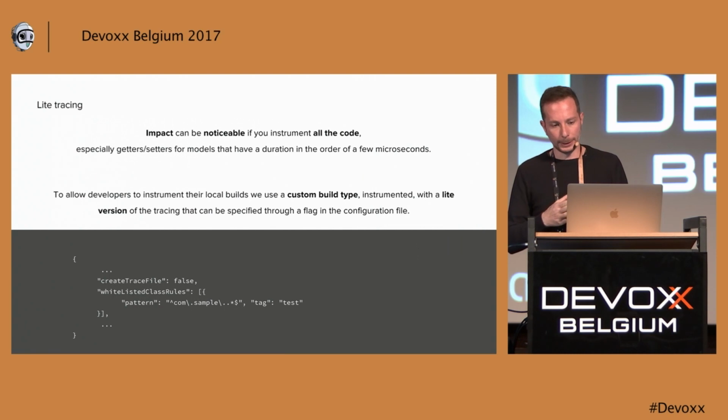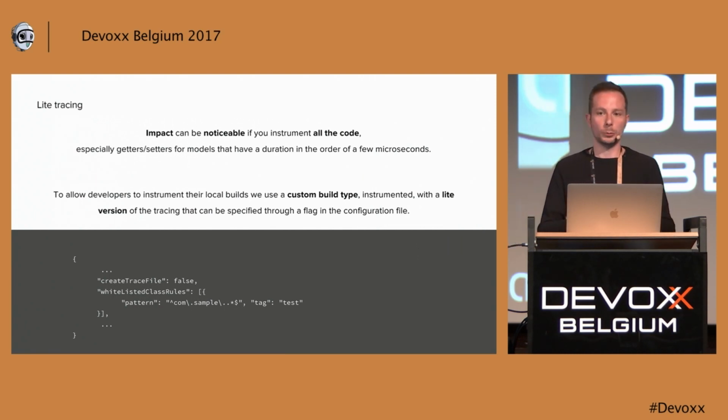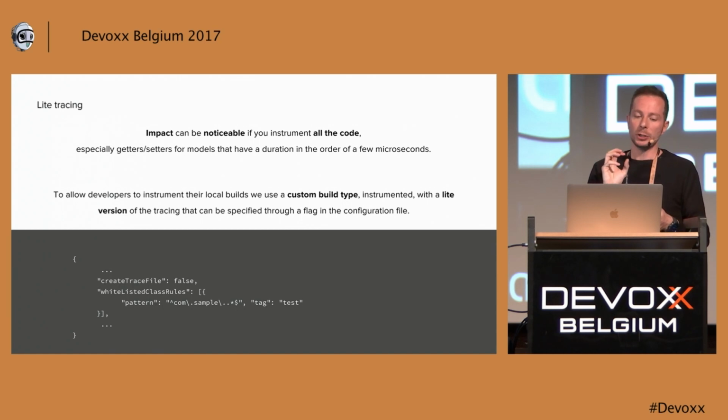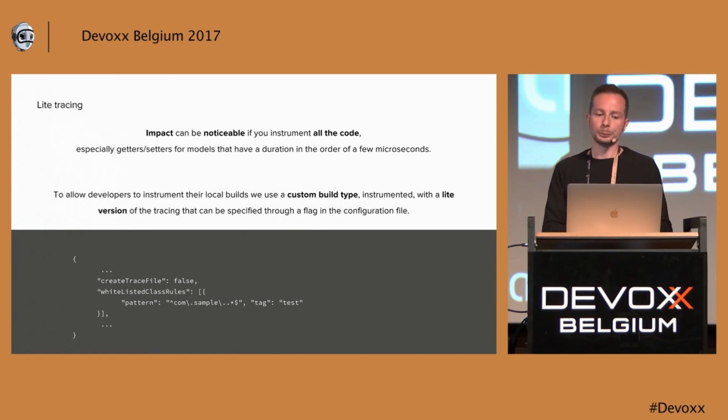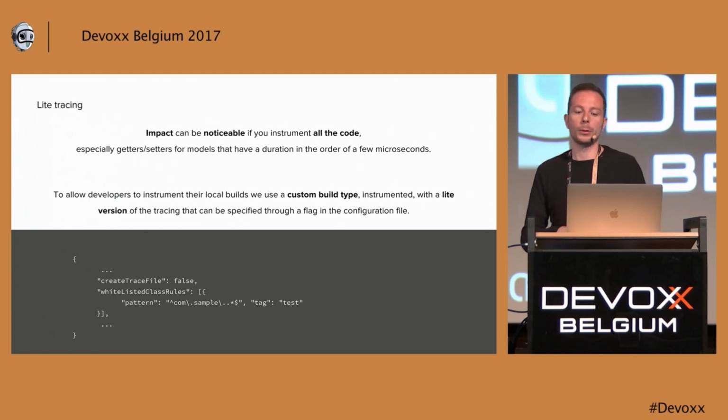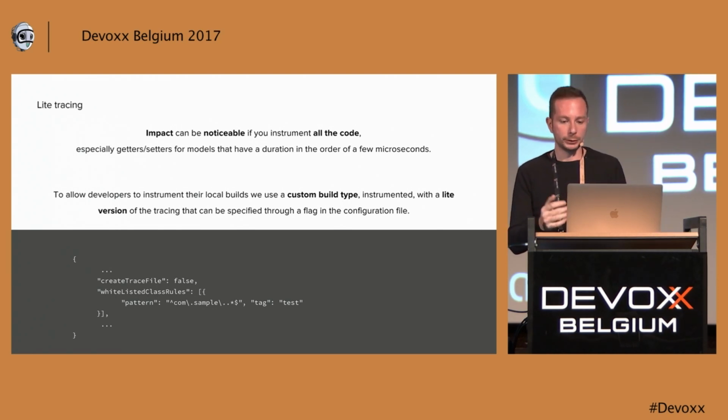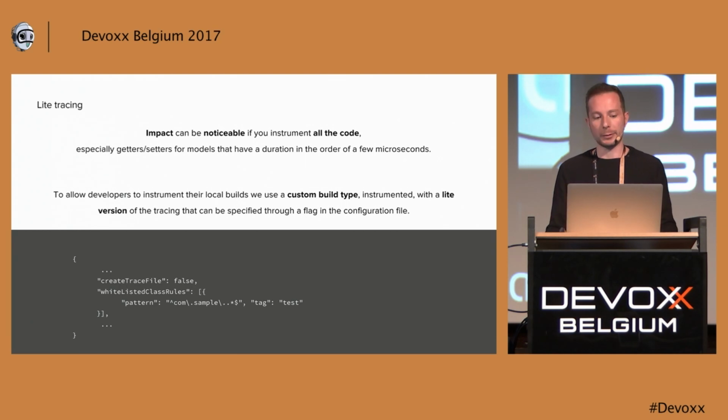The thing is that if you trace all the code, basically you put a regular expression that says trace everything, the impact can be noticeable because you're adding 1 millisecond per method, especially if you trace getters and setters. So getters and setters are super fast, right? For example, they are in the order of a few microseconds, depending on the device, of course.